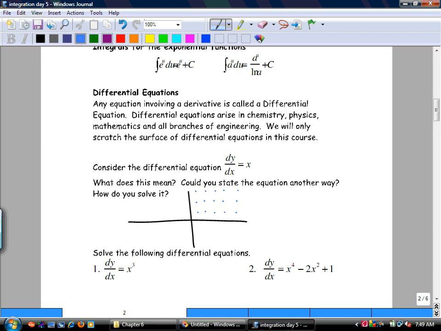The x coordinate of this point is 1, so its slope is 1. The x coordinate of this point is 2, its slope is 2. The x coordinate of this point is 3, its slope is 3. So what does this mean? It means that the slope everywhere depends only on its x coordinate. Can we state this equation another way? Well, we could state it this way.